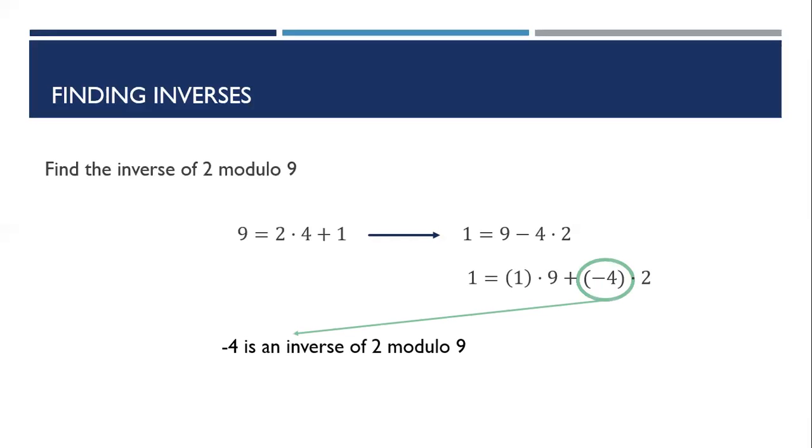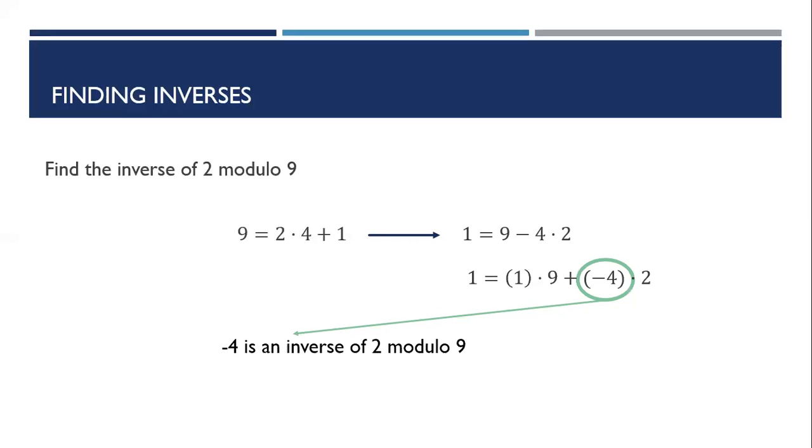We'll go more in depth in this in a minute, but try and think about this conceptually for a second. We're on a clock that has 9 hours on it. 1 times 9 says turn the clock 1 full rotation. That's not going to change it anywhere. But now I do -4 rotations, so counterclockwise, 4 sets of 2 hours. And this is stating that it will be pointing at 1, right? It's equal to 1. So -4 is an inverse of 2 modulo 9.